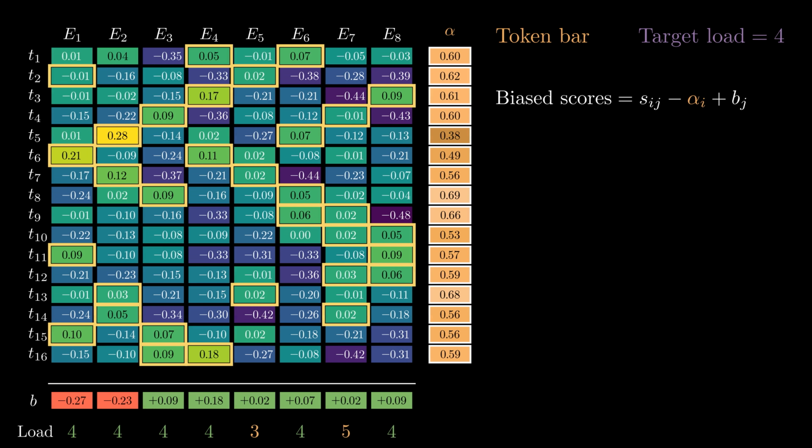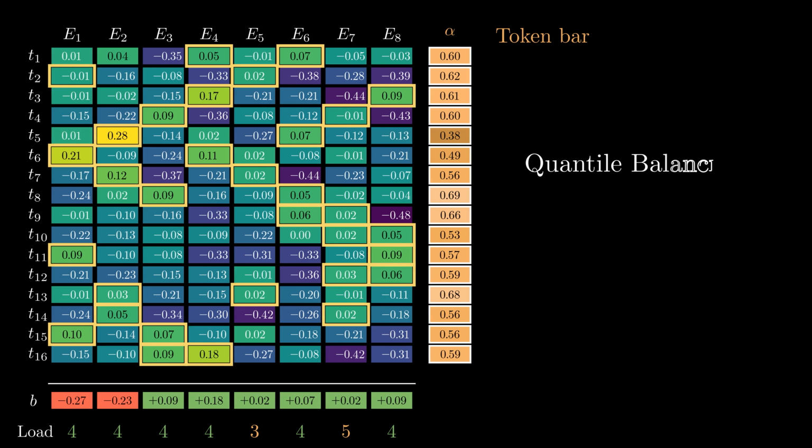This gives us a much more balanced load. 6 experts are exactly on target, and the other 2 are off by 1. The new load is close to ideal. This is called Quantile Balancing.